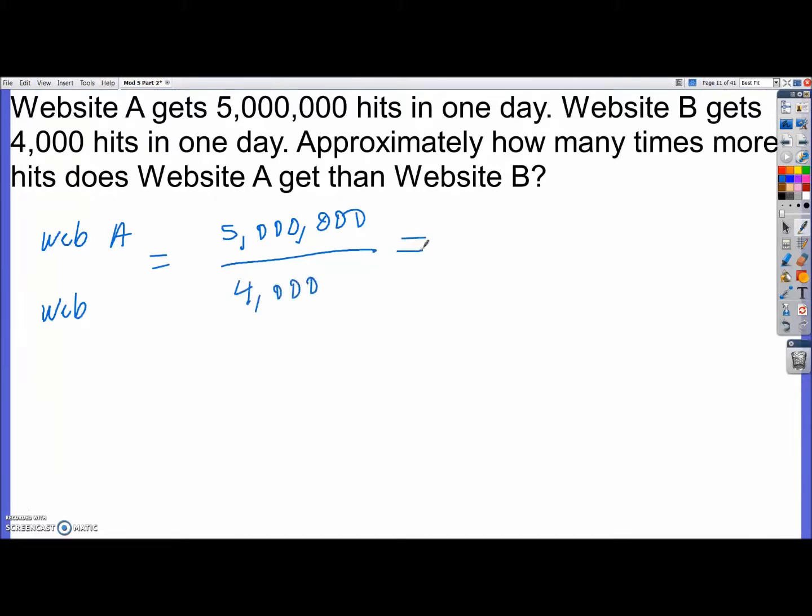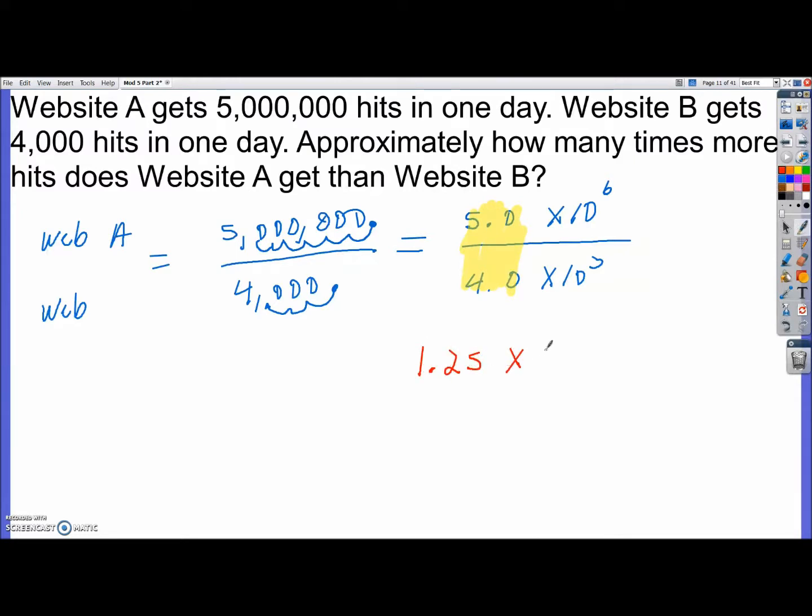So what we're going to do now is write these in scientific notation. The top one would be 5.0 times 10, and to figure out the exponent, if this is my decimal, I'll move it over 1, 2, 3, 4, 5, 6 times. And on the denominator, if here's my decimal, I move it over 1, 2, 3. So this would be 4.0 times 10 to the 3rd power. And now these are my two separate problems. I divide these. So if I were to do 5 divided by 4, this would give me 1.25 times 10.